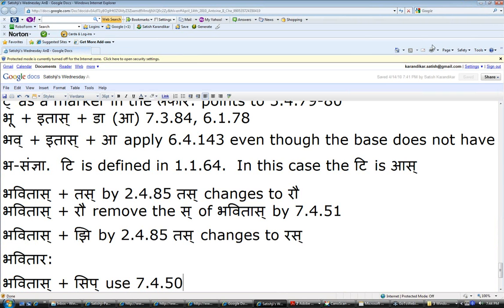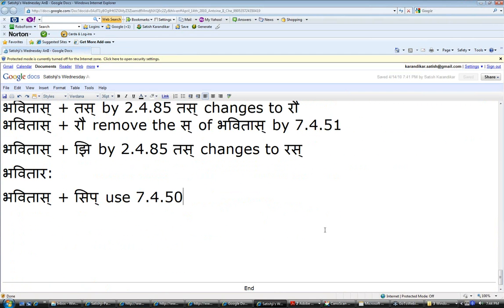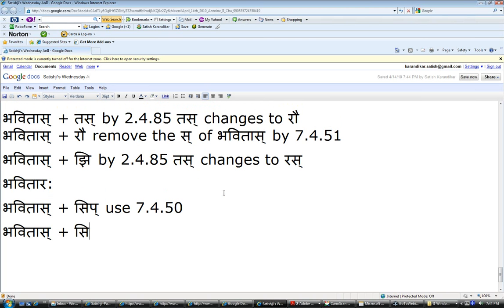So I think that's all we need now. Now we can finish up the form because of the next few rules. So use 627, 450, and then we get the form bhavitasi, and that's it. So the rest of it we can just crank out. We don't need to memorize anything. This is a good thing. If you know some basic rules, you can now start just generating the forms.